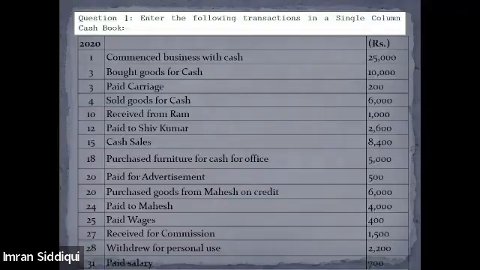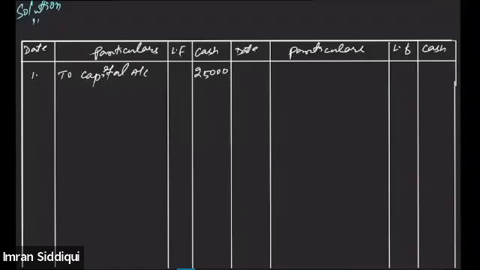After that, it says bought goods for cash, 20,000. If somebody purchases goods for cash, it will definitely reduce the cash. That means it will lead to the outflow of cash. Therefore, this transaction needs to be recorded on the credit side of the cash book.